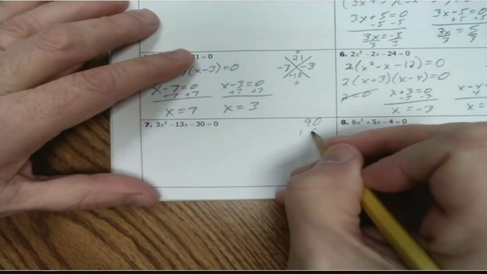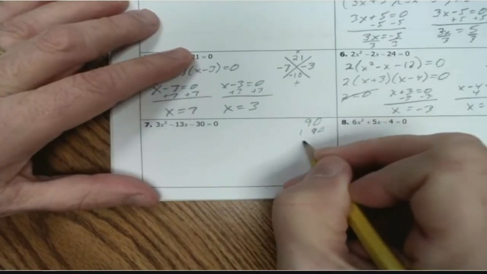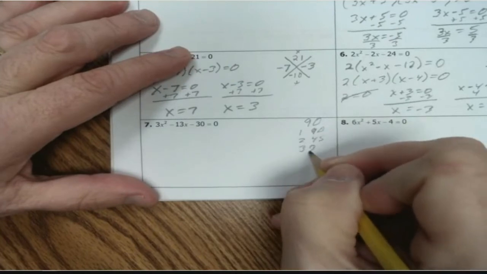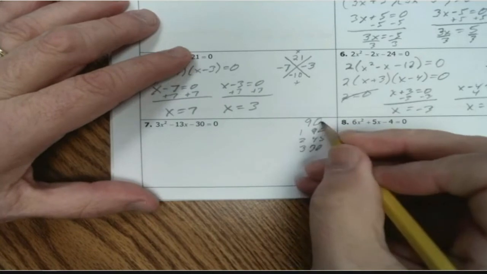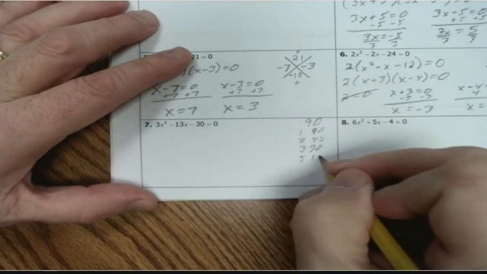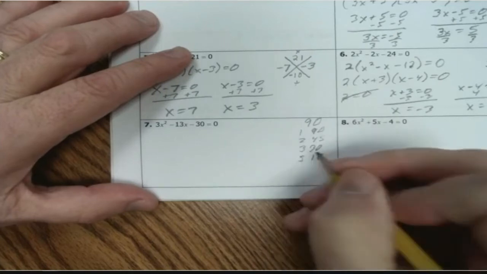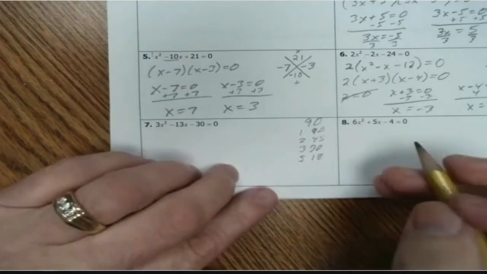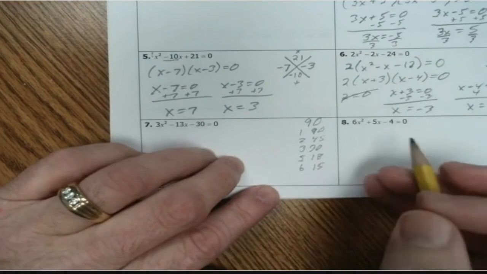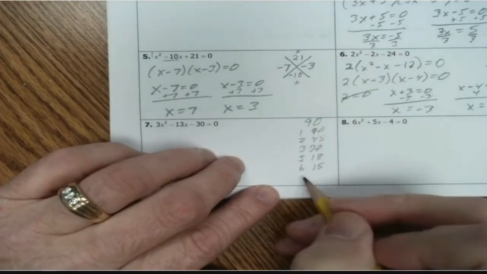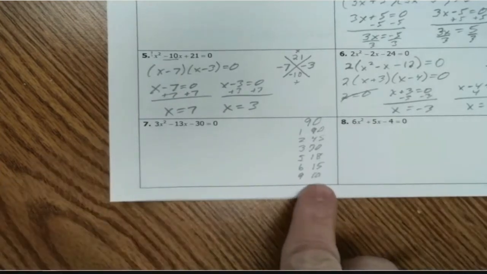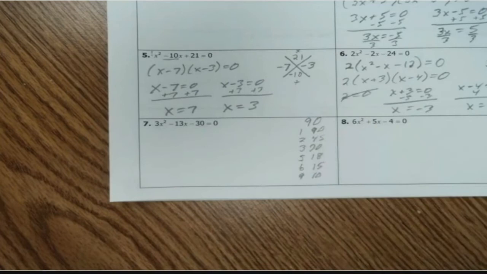So, of course, 1 and 90, 2 and 45, 3 and 30. Will 4 go into 90? No, 4 will not go into 90. 5 and 18. Does 6 go into 90? Yes, it will. 6 and 15. 7, no. 8, no. 9 times 10. We don't have to go any bigger because the next bigger ones will start going up this side and we'll get the same numbers.